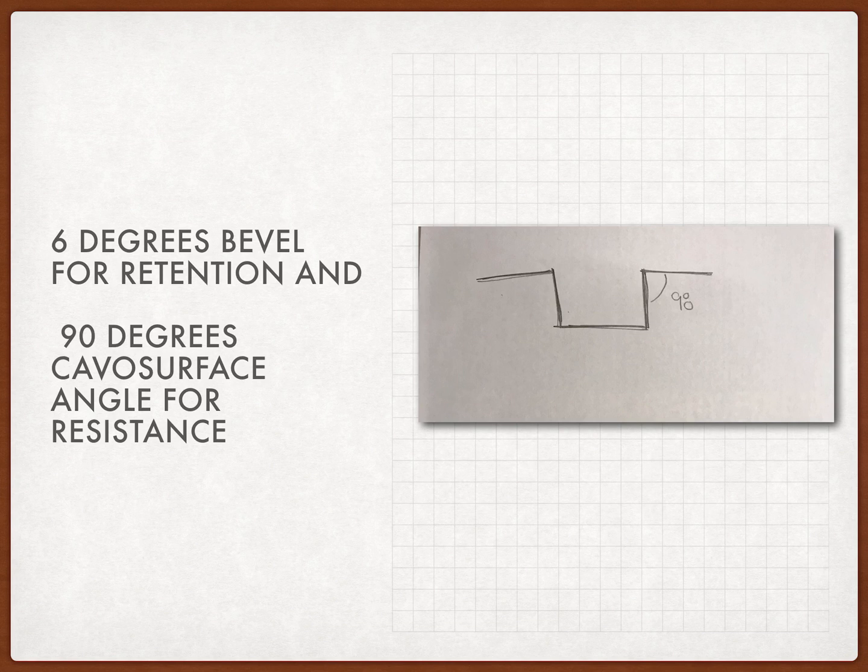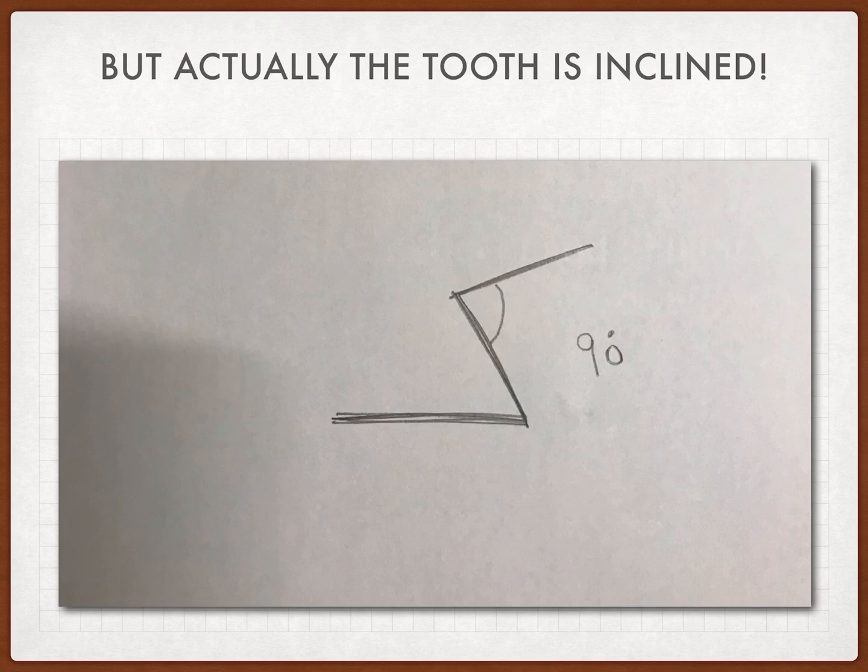And now, as we said, we should always have a 6-degree bevel for retention, but we should always have a 90-degree cavo surface angle for resistance, so that, as shown in this picture, the occlusal surface with the buccal surface is 90 degrees, and this is what we want for a restoration to be resistant, so that it will not fracture, and the tooth is resistant and will not fracture. But what about retention? How can we achieve these 6 degrees?